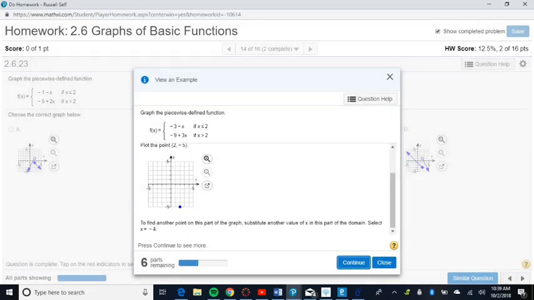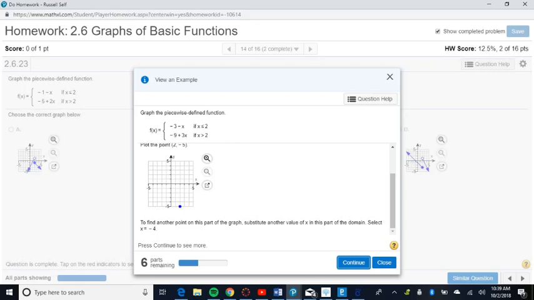Looking at the next portion of it, so we plotted the point. We want to find another point on this part of the graph, so we substitute any other value of x in this part of the domain. So what they did was they selected -4. We know that it's got to fit the domain, so what we're going to do is select some number that'll fit inside the domain. Okay?